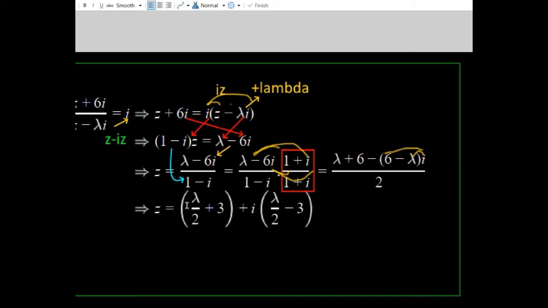Now, therefore, we can conclude by saying that the real part will be lambda divided by 2, as described here, plus 6 divided by 2, and 6 divided by 2 gives us this 3. Finally, the same thing would happen here. You'd have lambda divided by 2 because you have minus lambda in terms of the I divided by 2, and you'd have minus 6 divided by 2, which is minus 3. And so that is how we tackle that first problem.